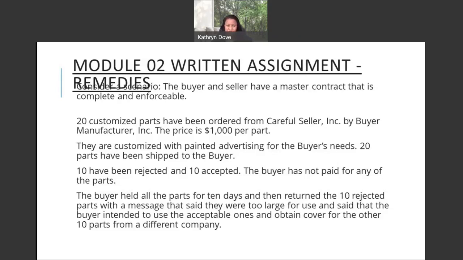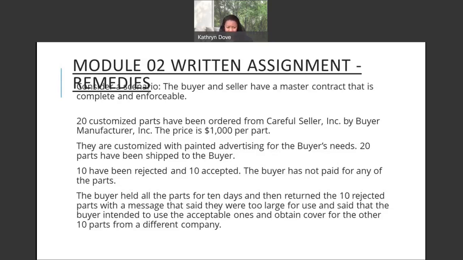Again, in your scenario for the written assignment, the buyer and the seller have the master contract. 20 customized parts have been ordered from the seller by the buyer. The price is $1,000 per part. They are customized for the buyer with painted advertising for the buyer's business. 20 parts have been shipped to the buyer. The buyer accepted 10 and rejected 10. Did the buyer have a right to do that? The buyer did not pay for any of the parts. Have any duties been violated?